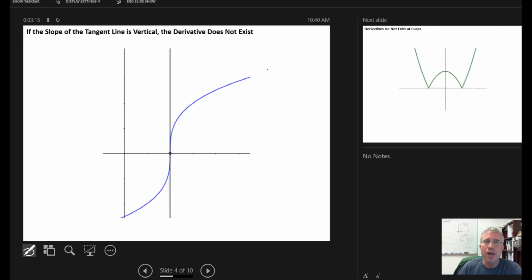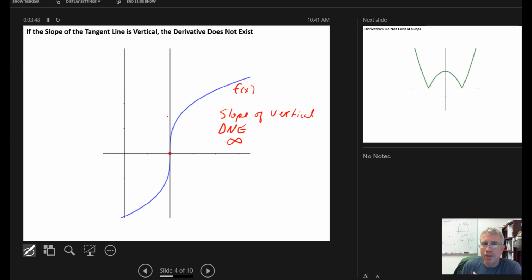So the next way a derivative can fail to exist is if the tangent line is vertical. So here's a graph in blue, we'll call it f of x. And at this point on f of x, notice that the tangent line is vertical. And the slope of a vertical line doesn't exist. In fact, there's a sense in which we can say the slope is infinite.